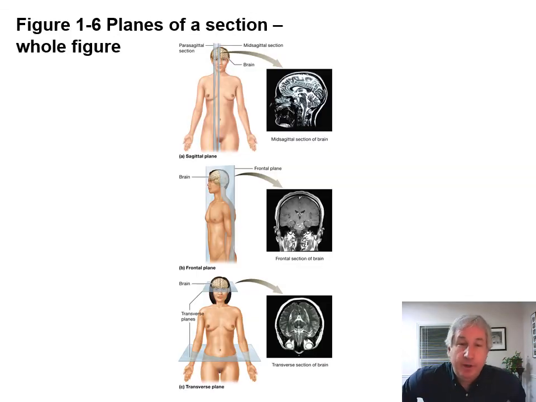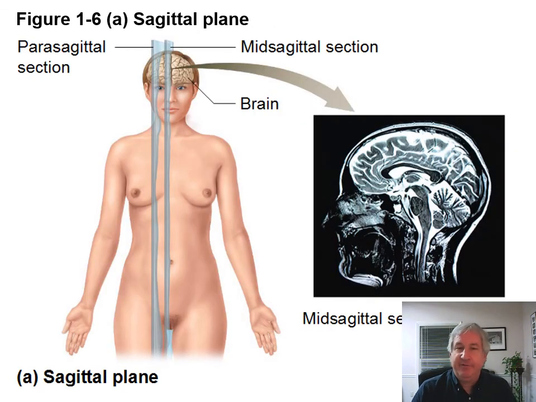Okay, so here we go with planes of a section. This is a figure out of your book, figure 1-6. I divided this up into 3 different slides so we could actually take a look at it and see what's written on there, so you can follow along in your book. Also, next slide. So here's the top part of that figure.